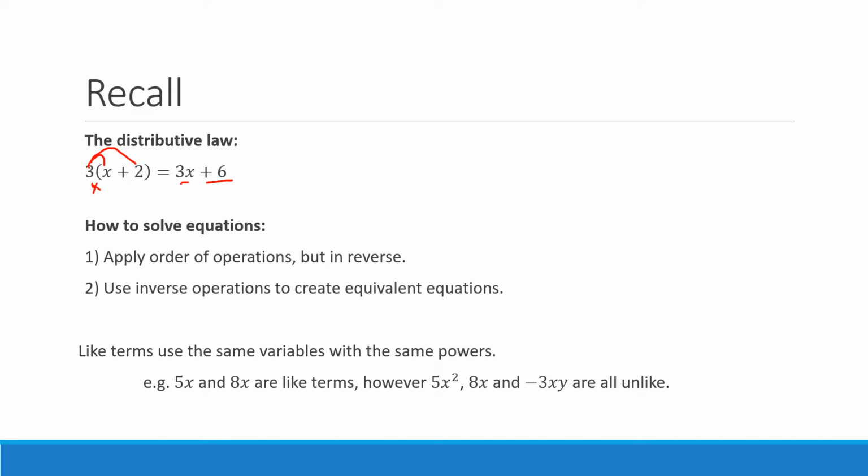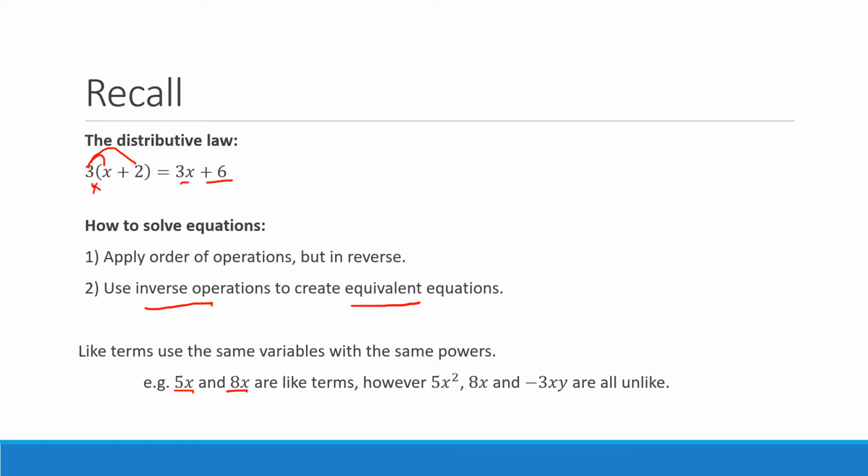Remember your key steps for solving equations: order of operations but in reverse, and then using inverse operations to create equivalent equations. And finally, remember like terms have to have the same variables with the same powers. So 5x and 8x are like terms. They both have x's and only one of them each.